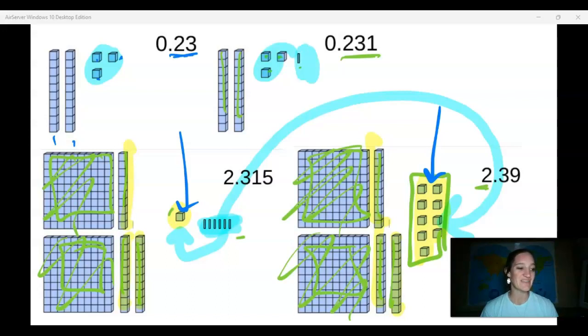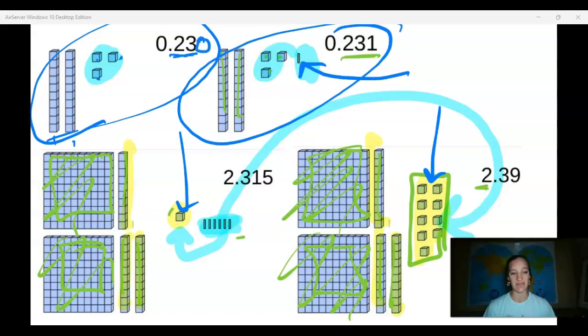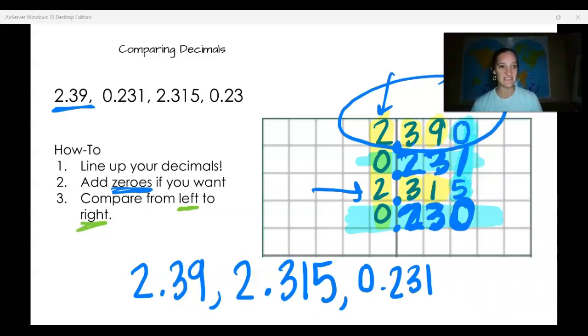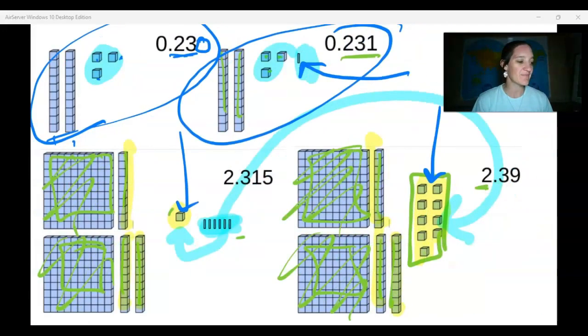So if we are comparing these two, there is only one slight difference, and that is that this has a thousandth, and this has no thousandth. So now putting them in order, the next one will be the 231 thousandths, and the smallest is just the 23 hundredths. Okay, so that is an example of how you can order numbers from greatest to least.